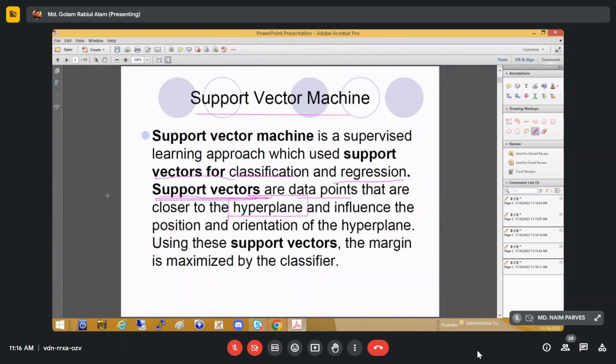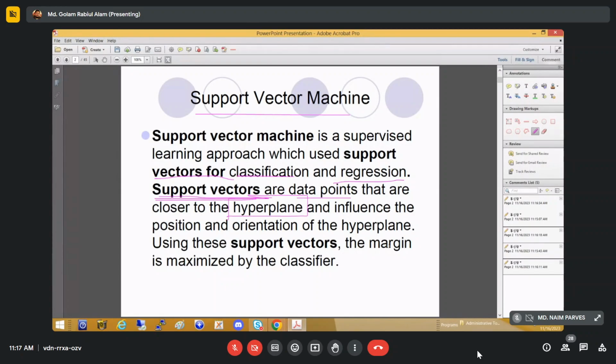We will also discuss the hyperplane. The hyperplane is just the separating plane, okay? So that's called the hyperplane. And the support vector also influences the position and orientation of the hyperplane. Okay? So we will discuss those things in detail.